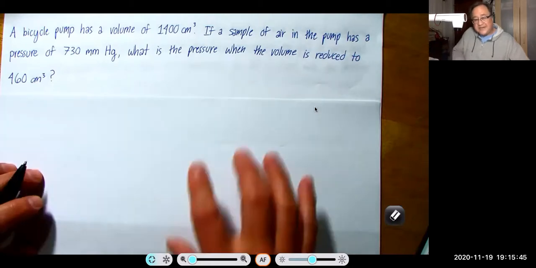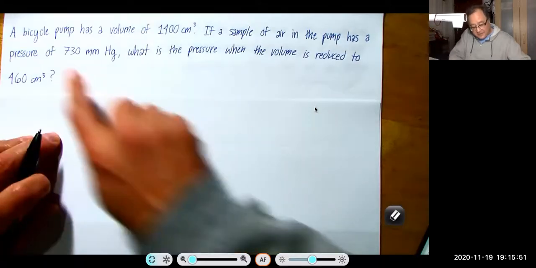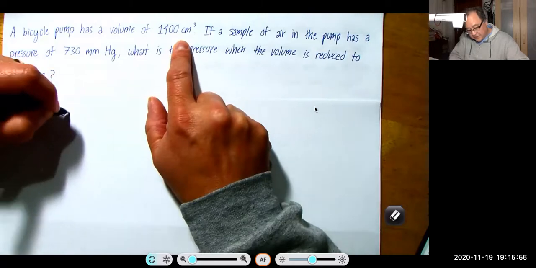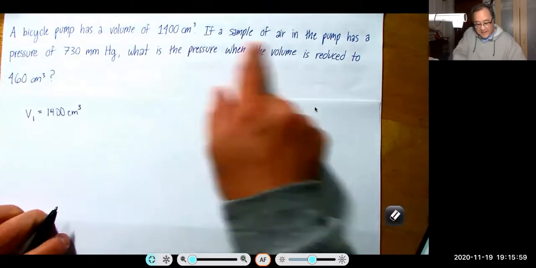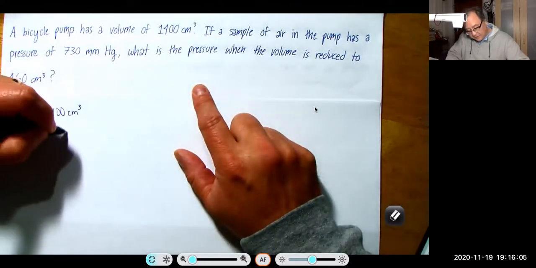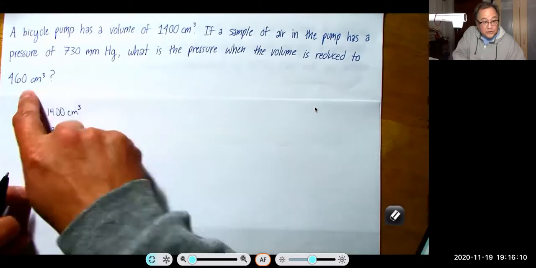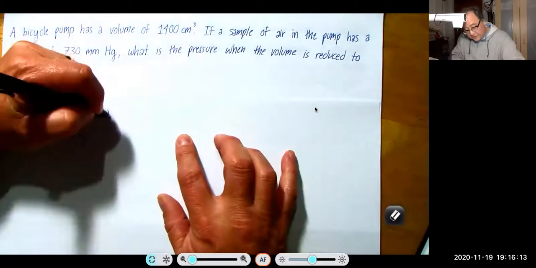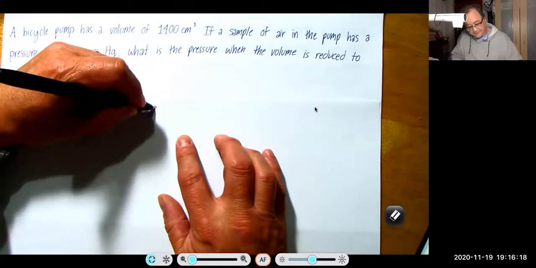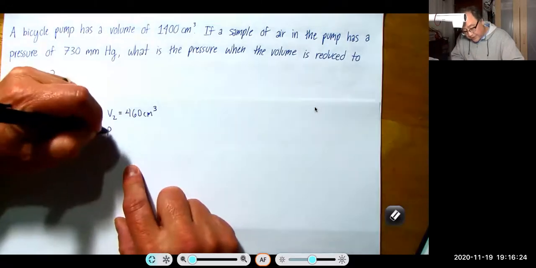Let me show you what's really neat about doing a problem like this. So first of all, can you see that if I call that V1, I've got 1,400 centimeters cubed, and it has a pressure, so that's P1 is 730 millimeters of mercury. And here, what is the pressure when the volume is reduced to 460? So I have a V2, 460 centimeters cubed. And here it says, what is the pressure?